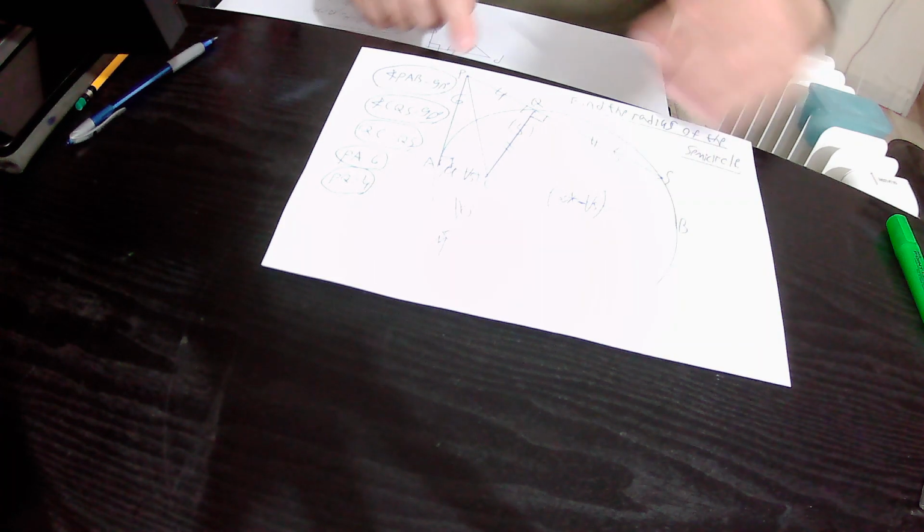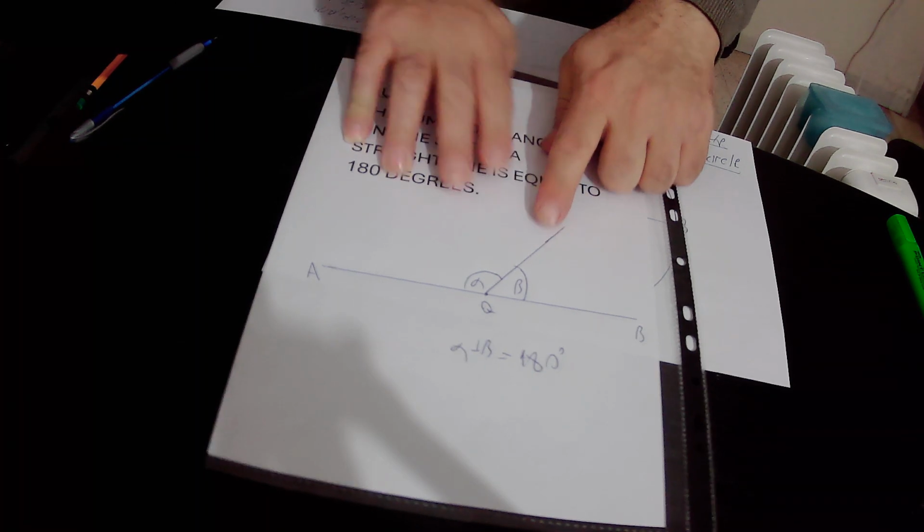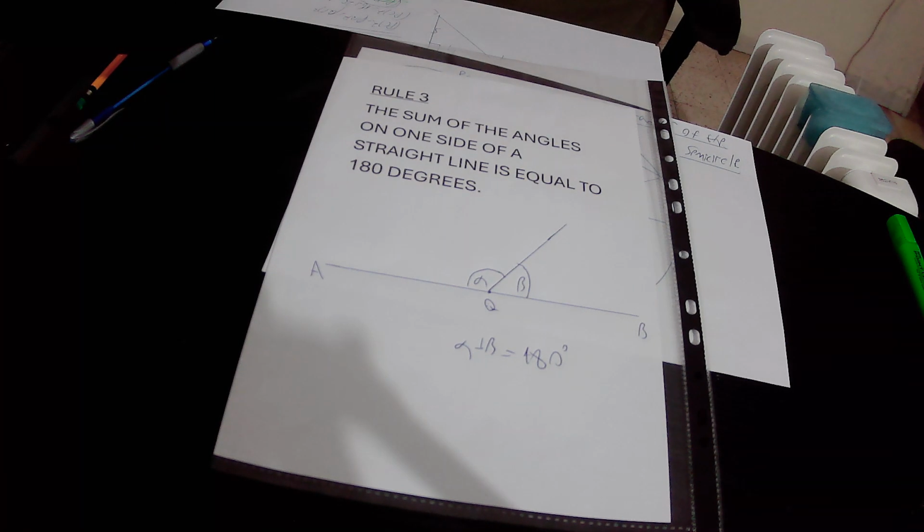Actually, here we have rule number 3. We know that PS is a straight line. If we focus on the lower side of the straight line PS at point Q, here the sum of the angles must be equal to 180 degrees. According to rule number 4, the sum of the angles on one side of a straight line is equal to 180 degrees. Here AB is a straight line, so if we focus on the upper side of the straight line AB at point Q, the sum of the angles here must be equal to 180 degrees. So which angles do we have at the upper side of AB at point Q? We have angle alpha and angle beta. Therefore, according to this rule, alpha plus beta must be equal to 180 degrees.